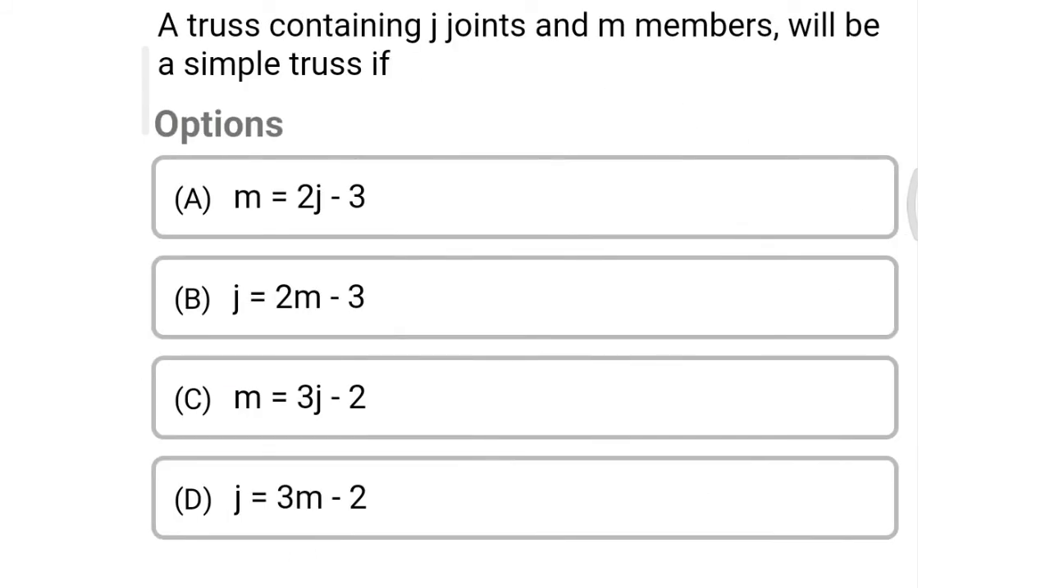So next question, a truss containing j joints and m members will be a simple truss if option A m equal to 2j minus 3, option B j is equal to 2m minus 3, option C m equal to 3j minus 2, option D j is equal to 3m minus 2. So the correct answer is option A m equal to 2j minus 3.